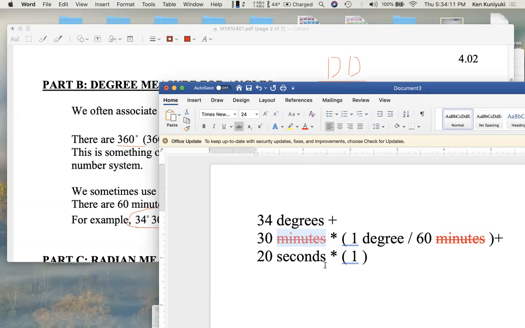Do a similar process for seconds. Remember that 1 degree is equal to 60 squared, or 3,600 seconds. And it's a similar process. You add all these up.